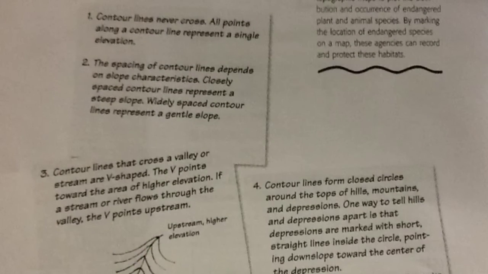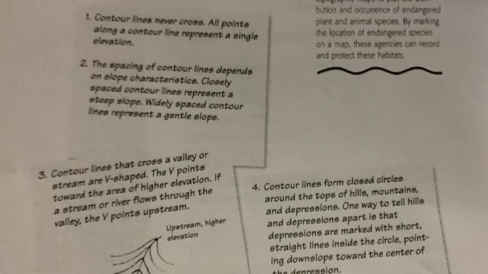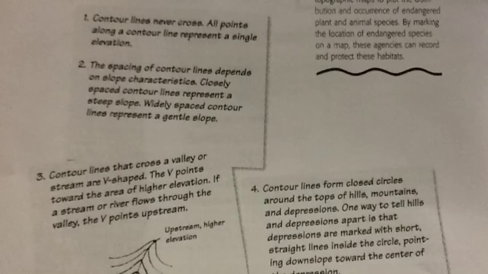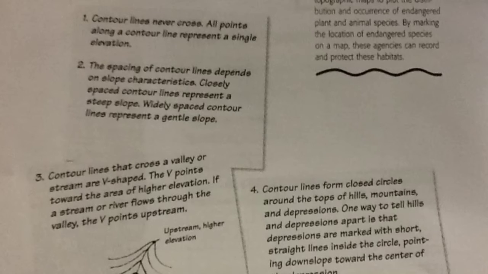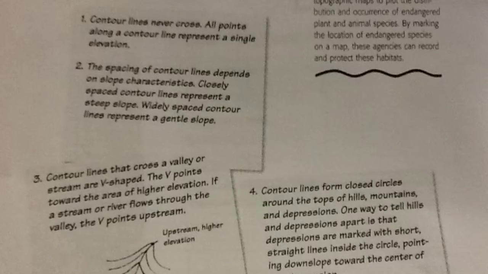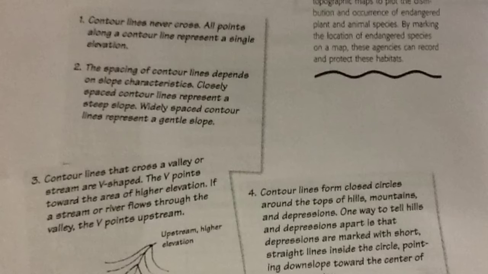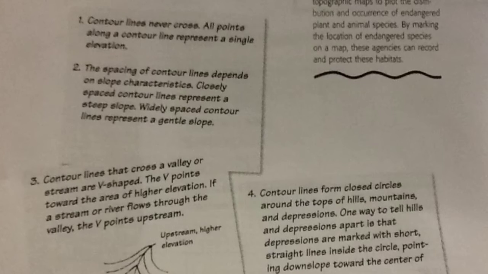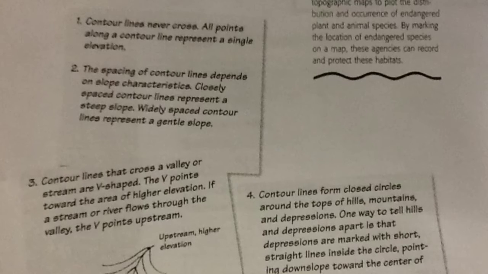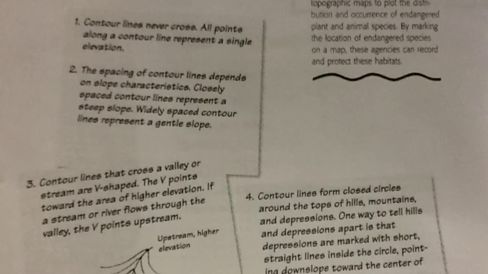So the last thing I want to share with you are just some tips, some rules about contour maps. The first rule is contour lines will never cross. The second rule is that the closer contour lines are together, the steeper the land is. The further the contour lines are apart, the flatter the land is. The third rule is if you ever see a valley or a stream, the contour lines are going to be V-shaped, but the V would be pointing up, and I'll show you an example of this.